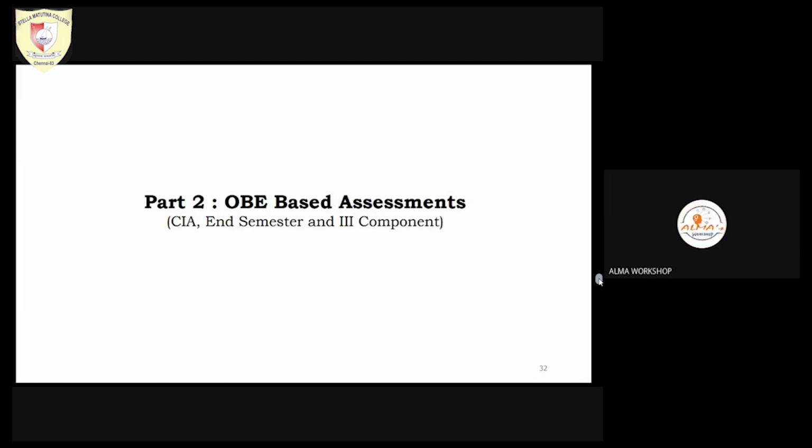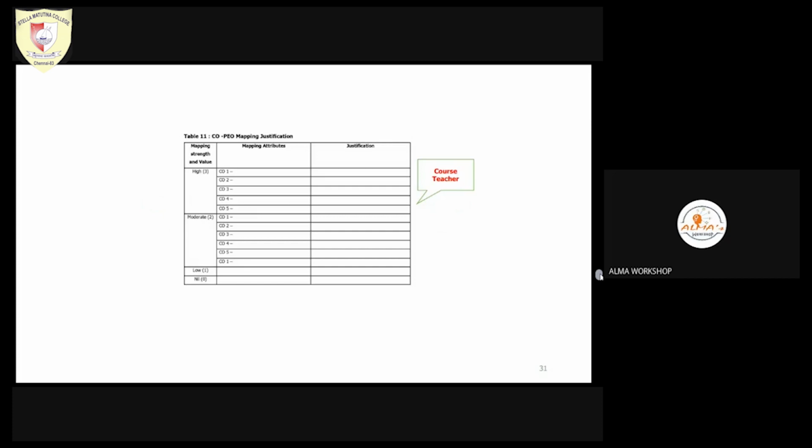So you have given justification as a model, right? Only one you have written in the table. Yes, ma'am. Everything we need to write it, right? Yes, yes, okay, sir. Yes, ma'am.